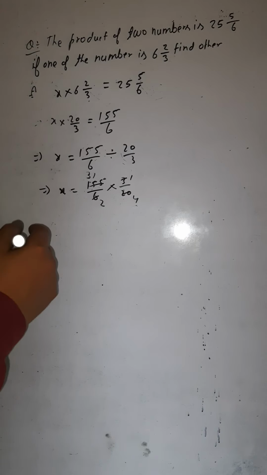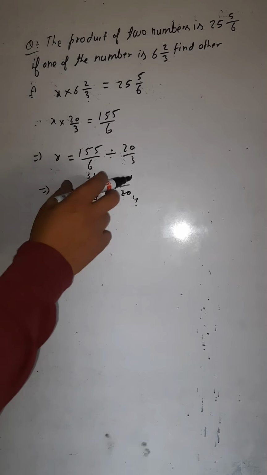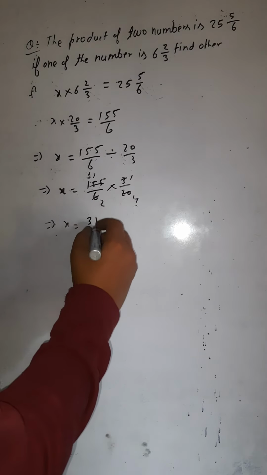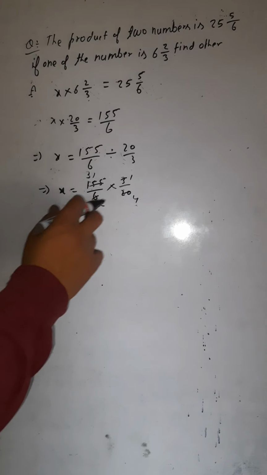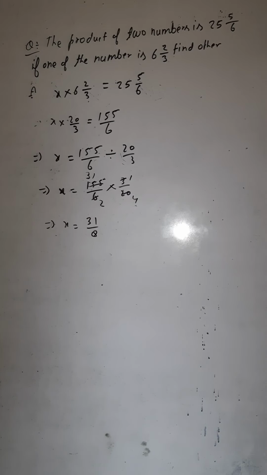Okay. So the answer that you are getting now is how much? So x would be equal to how much? 31 multiplied by 1, 31 1s are 31. And downside would be how much? Here 2 and here 4. So 2 4s are 8. So you have the answer. So x would be equal to 31 by 8.